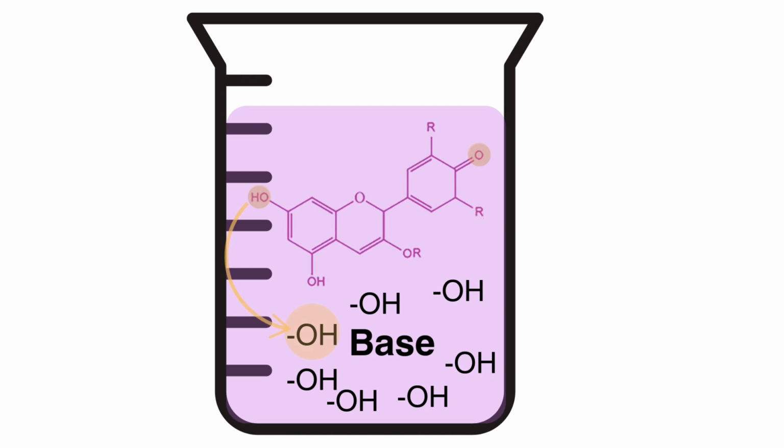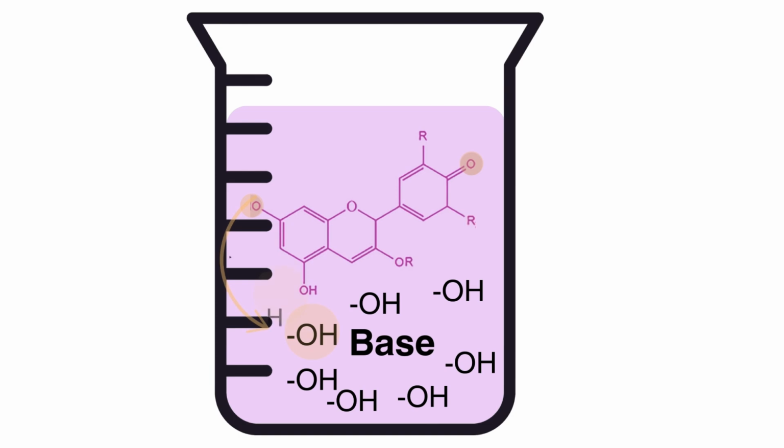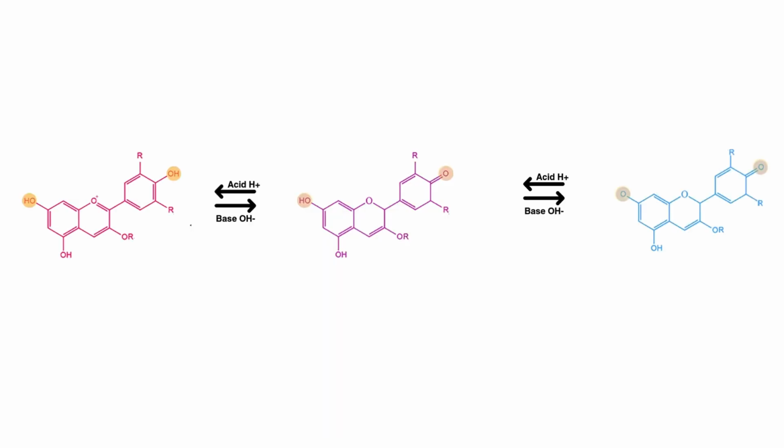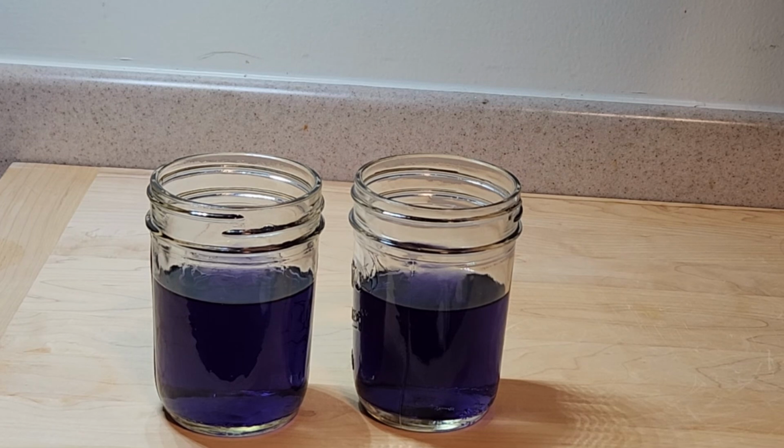Whereas in a base, an extra hydrogen on the other reactive group of the anthocyanin will leave the anthocyanin molecule to create water, and then it will also reflect light differently, but it will look blue. And that's what makes anthocyanin such a great pH indicator, because it looks vastly different at different pH levels, from pink to purple to blue, and it's reversible.